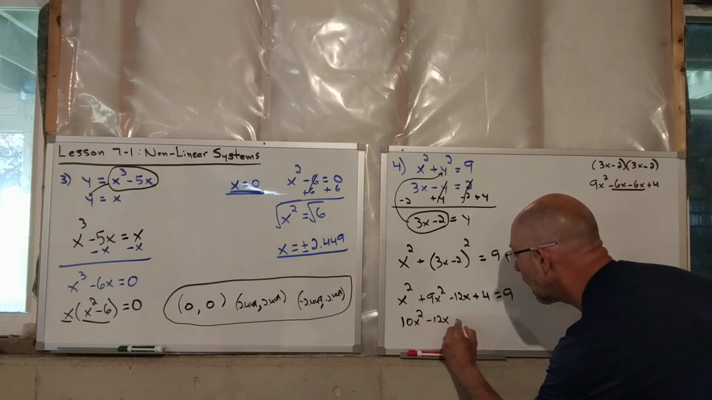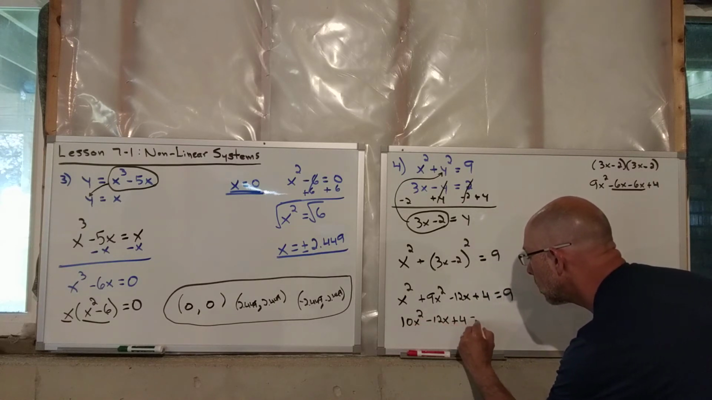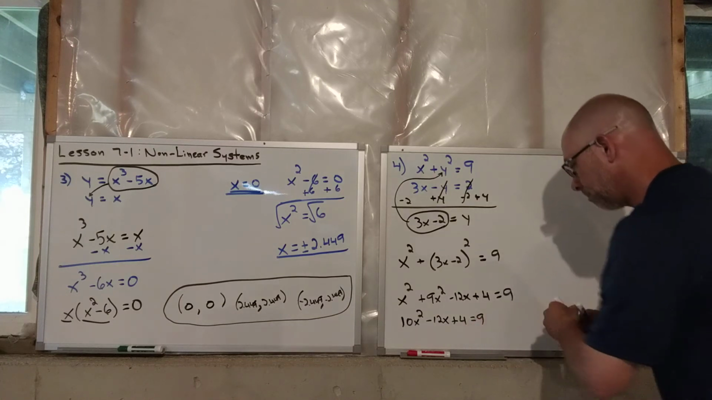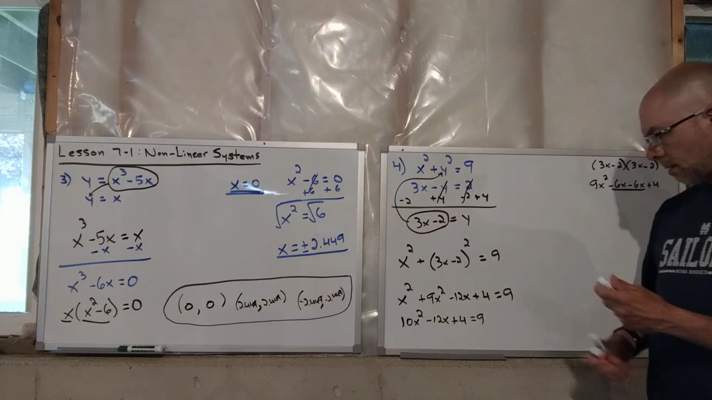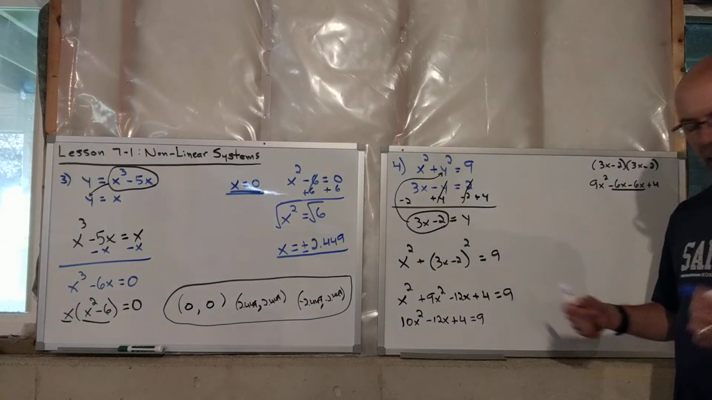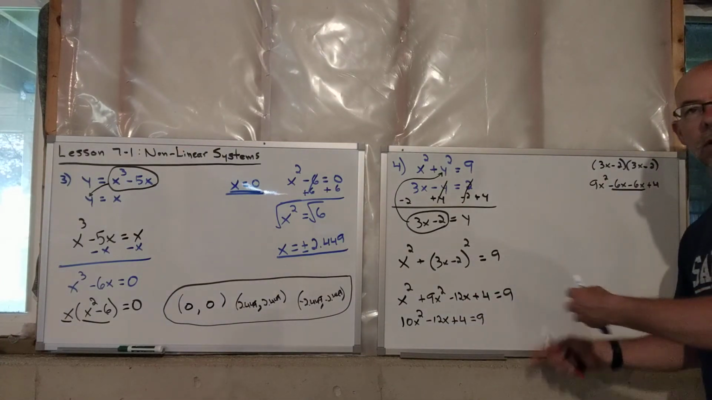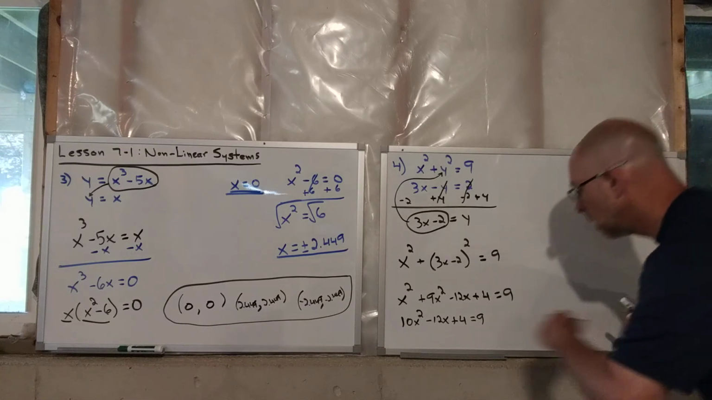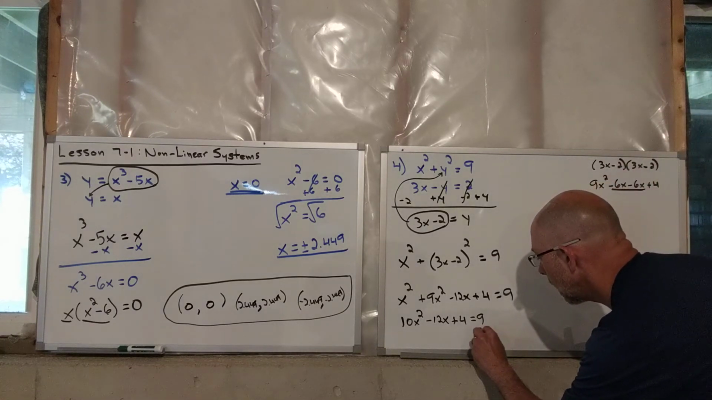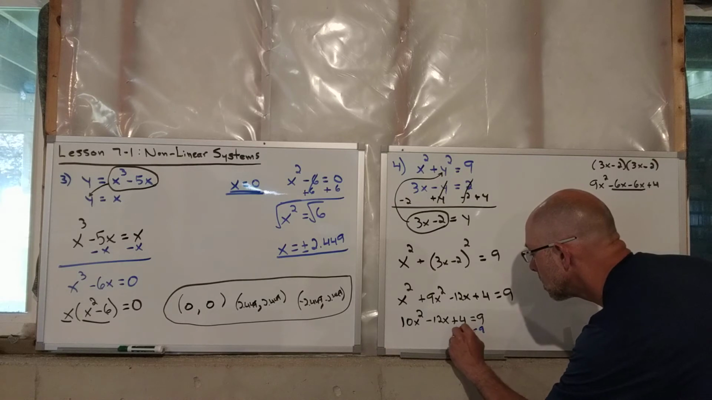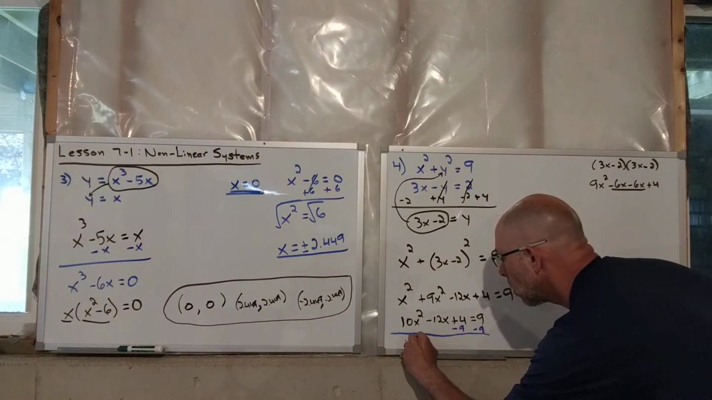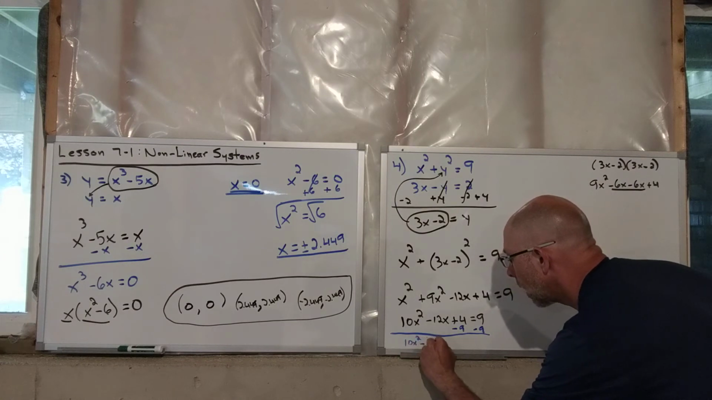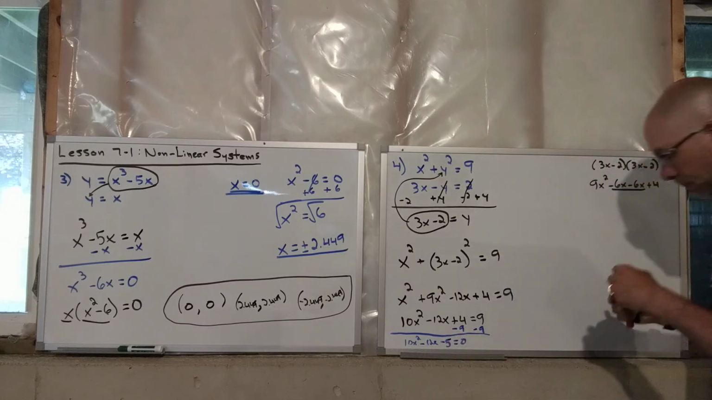Minus 12x plus 4 equals 9. The fact that this has x squared and x in it means it's another factoring question. That means I need it to say equals 0, which means I'm moving the 9 over. So I am going to subtract 9 from both sides, which gets me 10x squared minus 12x minus 5 equal to 0.